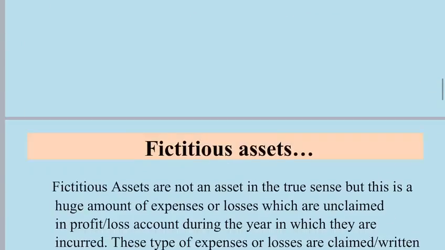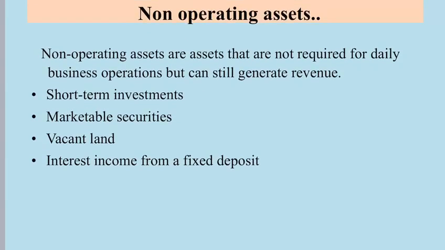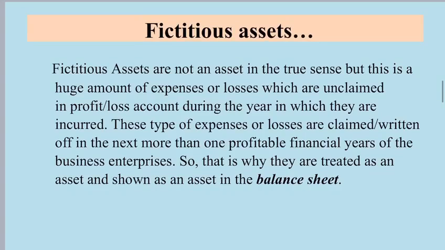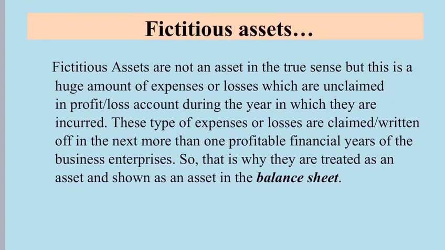So, these are various types of assets that we have understood today. Other than this, there are a few assets which we will be referring to while doing our bookkeeping or accounting work: fictitious assets. Now, go back to the definition of asset. An asset is something which a firm owns, which has economic value and which has the capacity to generate resources in terms of sales and revenue. Now, what are fictitious assets? Fictitious assets are not actually assets in the true sense, but a huge amount of expenses or losses which are unclaimed in profit or loss during that year.